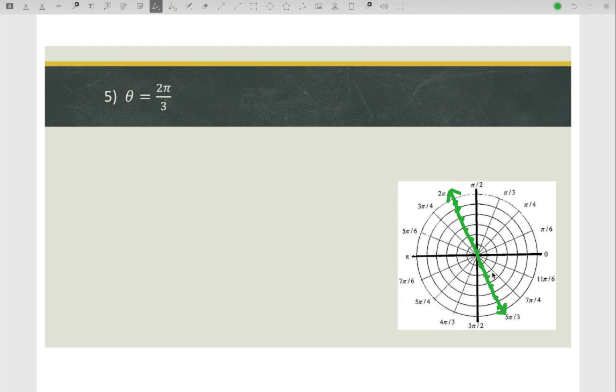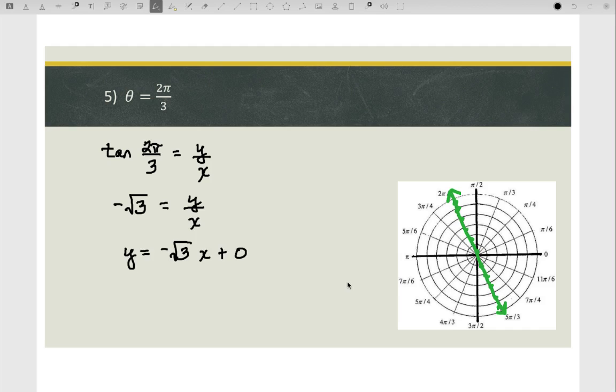This one, though, looks like it has a negative slope. So we should somehow, once we have our linear equation, see that it does indeed have a negative slope. So we're going to use that equation that tangent of the angle would be equal to y over x. Recall that the tangent of 2 pi over 3 is negative square root of 3. Hopefully that's one you have memorized. Solving for y, we get that y is equal to negative square root of 3 times x. Think of that as plus 0 there.